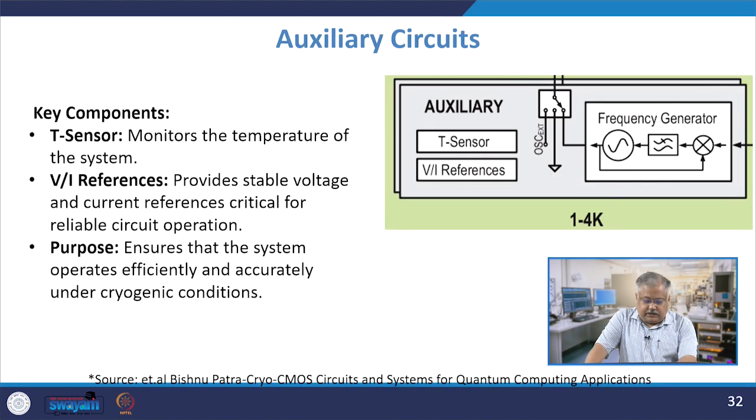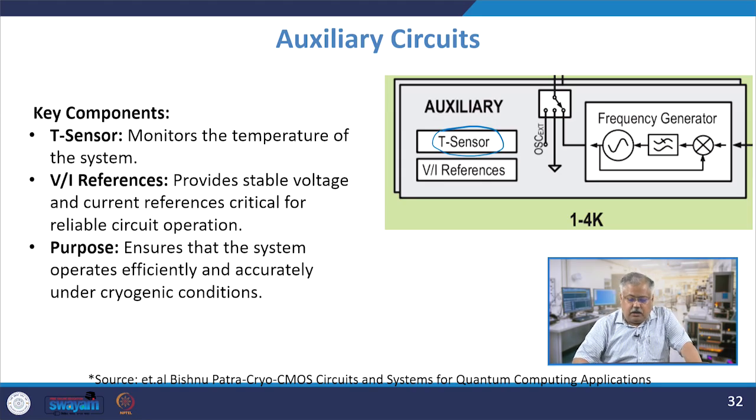Let us look at the auxiliary circuits. If you look very carefully, you have a thermal sensor, which is basically a temperature sensor, this one. These are auxiliary circuits which are part of the readout for sure, but they are not primarily used for reading out. They are more of a circuit to take care of the auxiliary units which are maintained within the qubit. So, this is a temperature sensor which monitors the temperature of the system. We have voltage and current references. These provide stable voltages and current references, and they are very critical for circuit operation. The purpose is primarily to ensure that the system operates efficiently.